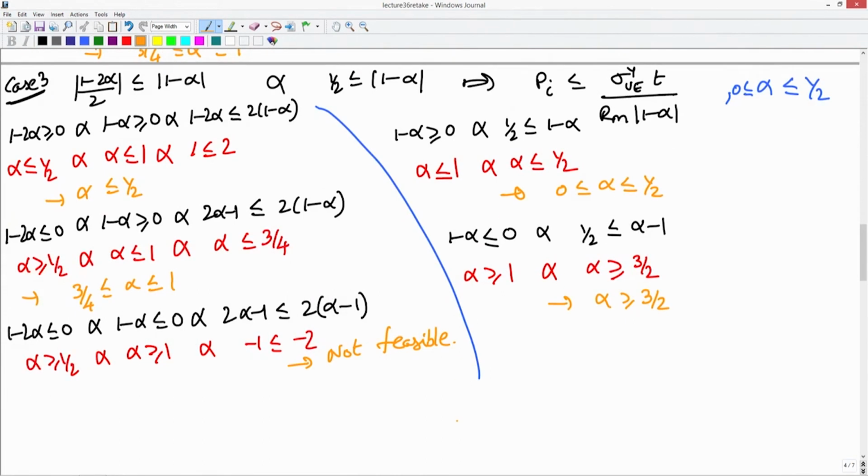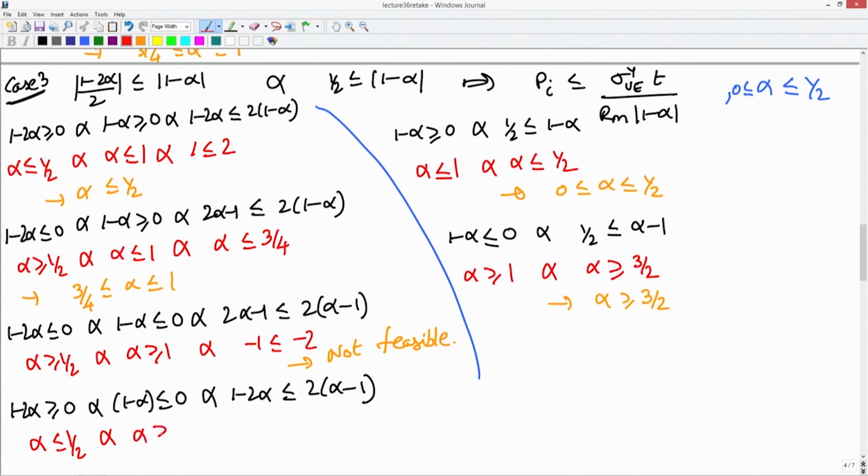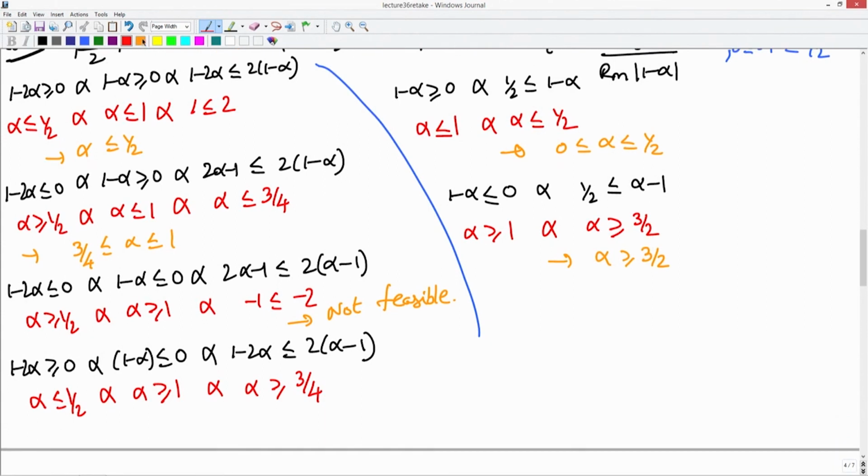Okay. And now the final condition is 1 minus 2 alpha must be greater than or equal to 0. I did 2 less than zeros and 1 greater than 0. Here I have 2 greater than zeros and 1 less than 0 for 1 minus alpha. So, it will be 1 minus alpha must be less than or equal to 0 and 1 minus 2 alpha is greater than 0. So, 1 minus 2 alpha must be less than or equal to 2 times 1 minus alpha, which is less than 0. So, I will have it as alpha minus 1, the absolute value, to be positive. Okay. What will this tell us? This tells us that alpha must be less than or equal to half and alpha must be greater than or equal to 1 and alpha must be greater than or equal to 3 by 4. Okay. Now, this is again not possible, because alpha can't be greater than 1 and less than half at the same time. So, this is not a possible solution.